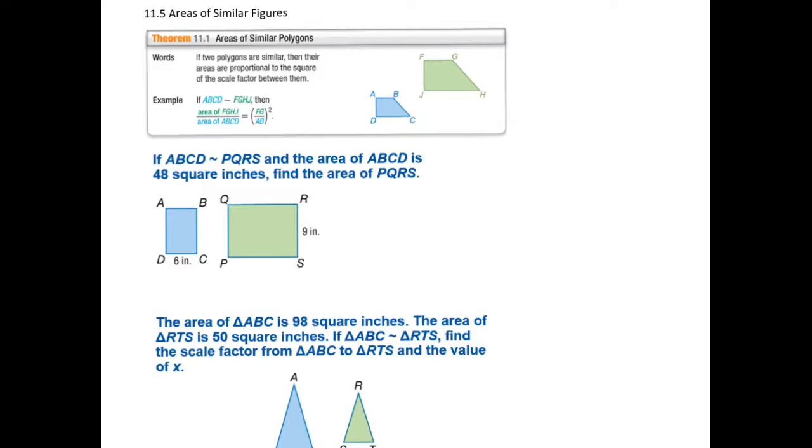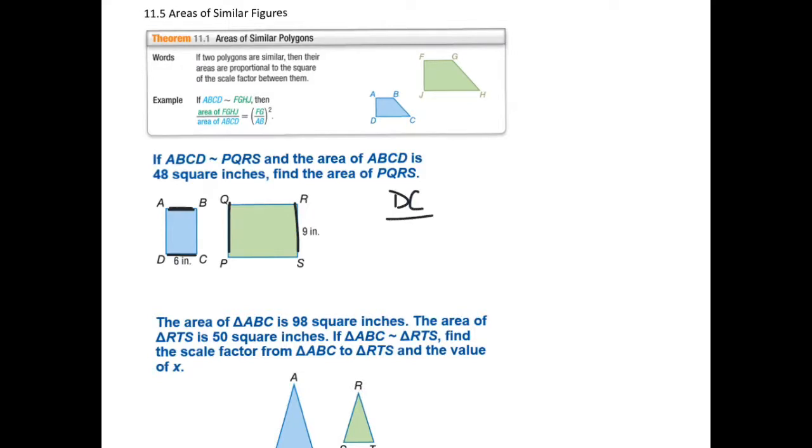So you'll notice that I have two rectangles. It says if rectangle ABCD is similar to rectangle PQRS, and the area of ABCD is 48 square inches, find the area of PQRS. So the first thing that I want to point out is that AB is similar to PQ, which means that DC is similar to RS.